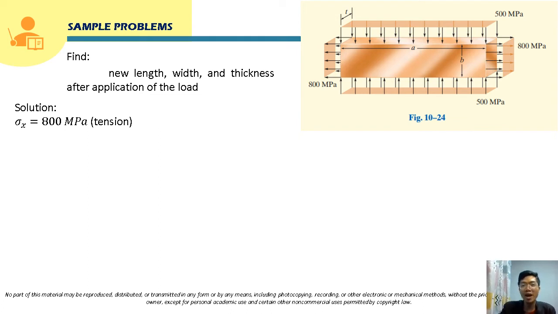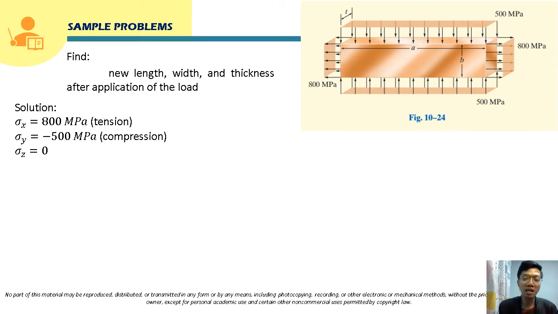And for the y direction, the normal stress here is actually 500, so this is given here. And this is in compression, right? So this will be negative. And for the z direction, the normal stress is 0. There is no applied normal stress or loading in the z direction.